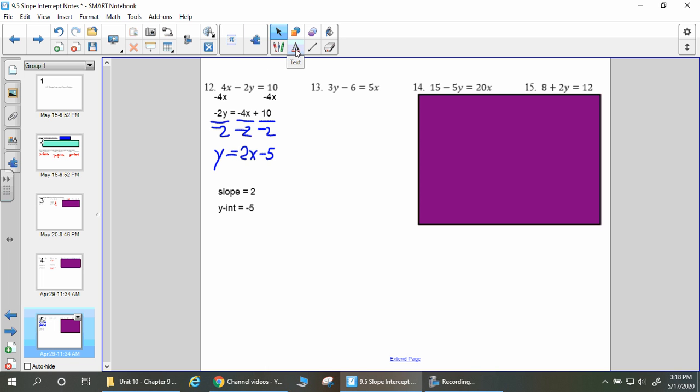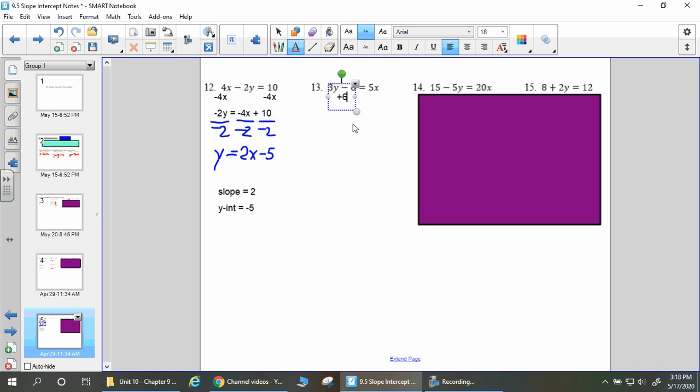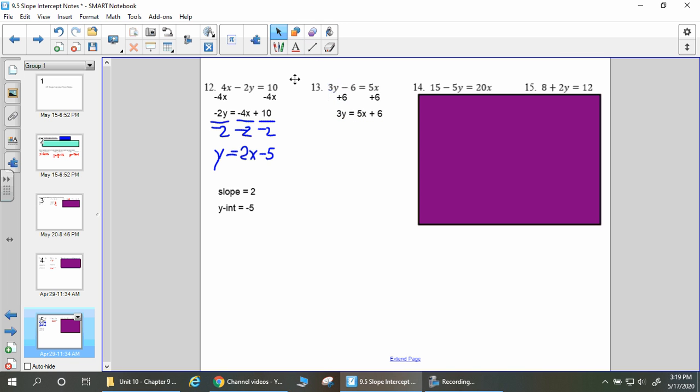So I'm going to take the same approach to number 13. So I've got 3y, but I have this minus 6. So first thing I got to do, I got to add that 6 to both sides. So my 3y is equal to my 5x plus 6. Okay? I need to get y by itself, and right now y has this 3 stuck to it. So I need to divide that 3 away, but that means I have to divide everything by 3. And so y is going to equal 5 divided by 3.